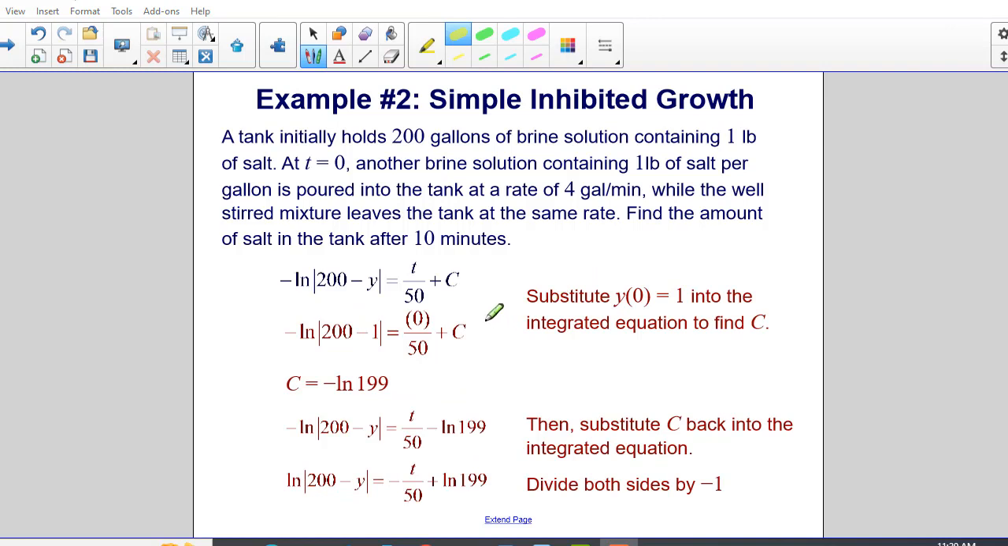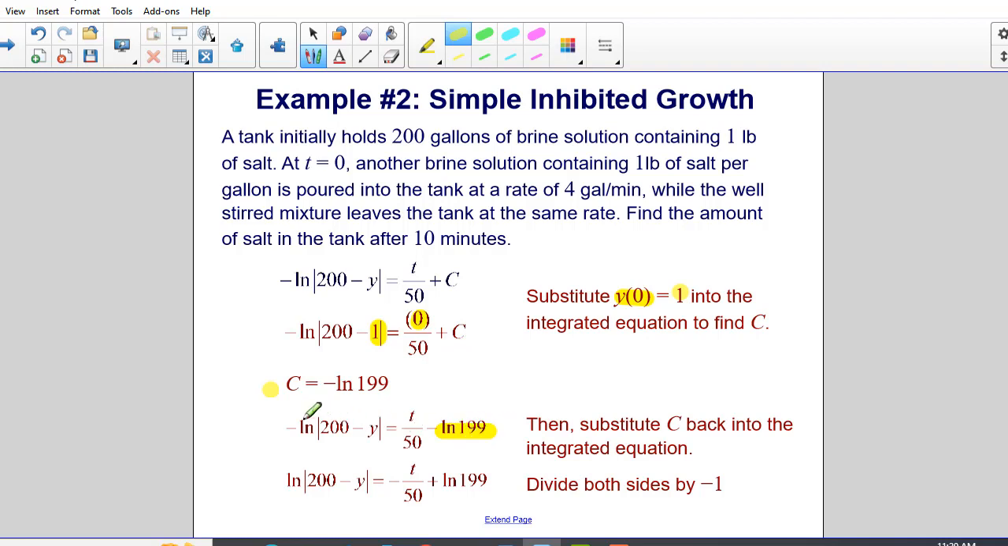Our next step in the process will be to find c. We want to find the specific constant value for this problem. And since we're given an initial condition that y of 0 is equal to 1, I can make my appropriate substitution. So y is 1, t is 0, and we find out that c is equal to the negative natural log of 199. And I make that substitution right here.